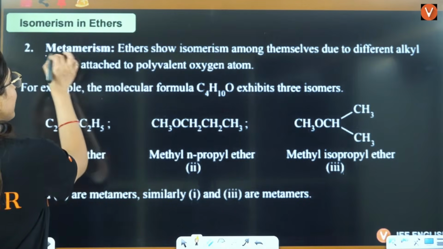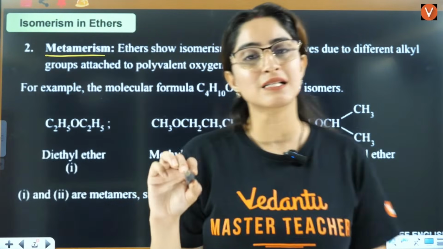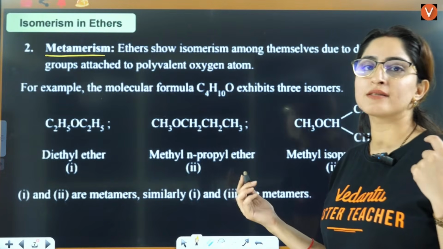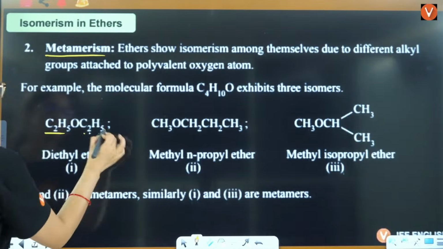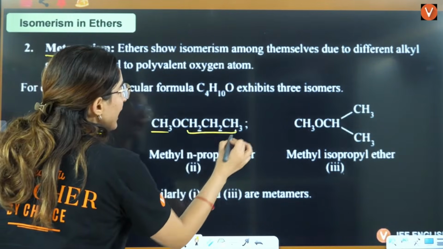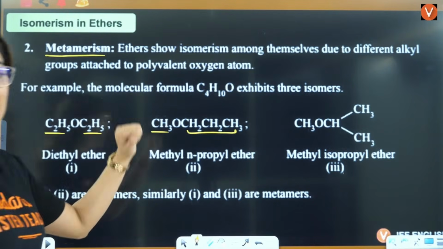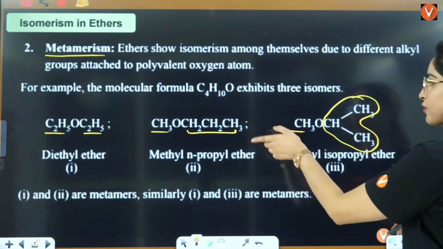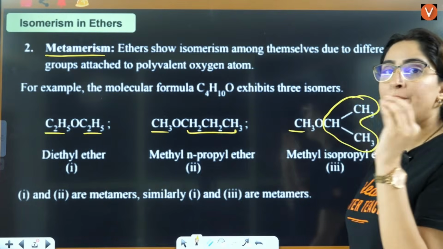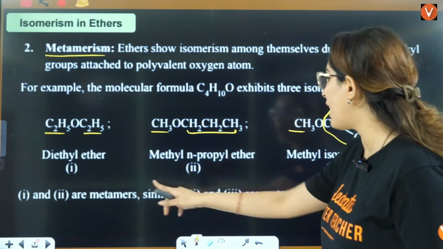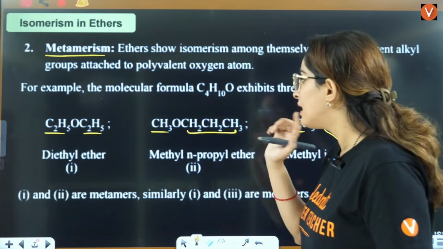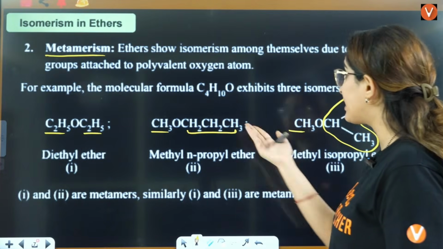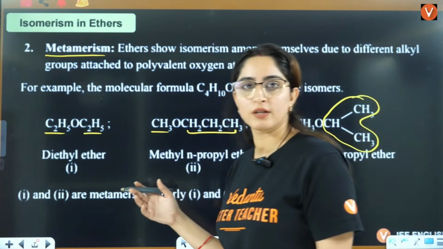Then guys, we have metamerism, in which, with a bridging group like ether, the two alkyl chains are going to be different. Here you have ethyl and ethyl. Here it is methyl and propyl. So here different and here different. Another metamer can be methyl and isopropyl. So these are also different. So these are the metamers of each other, like 1 and 3, 2 and 3, and then 1 and 2, all these are metamers of each other, right?